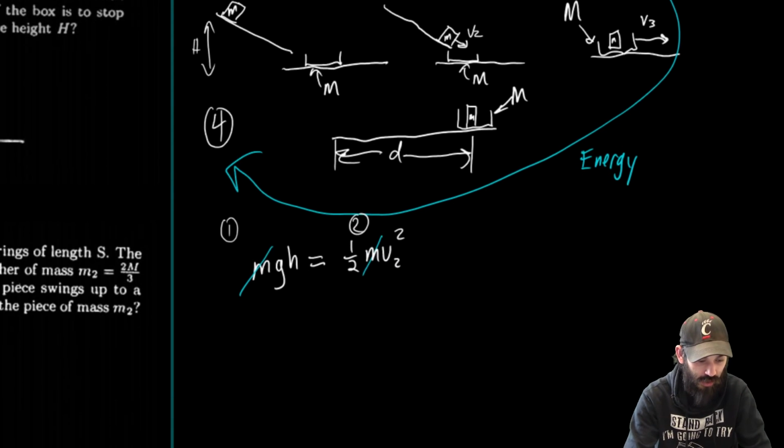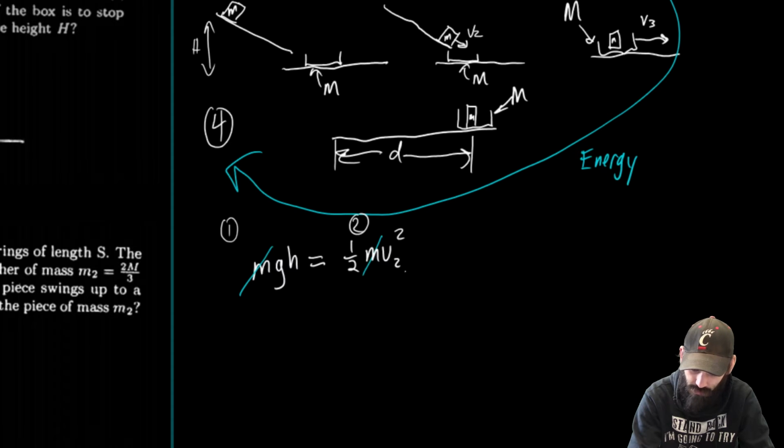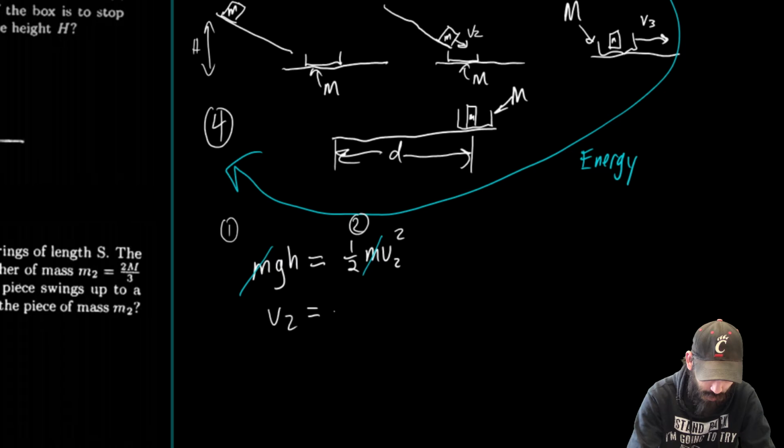Ultimately, it's the height h. In order to use this later, we actually need to solve for v2 to plug it into the other equation. So this is going to say that v2 is going to be equal to 2 times the square root of gh.